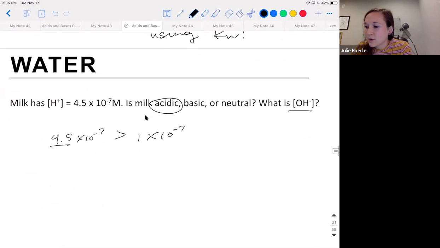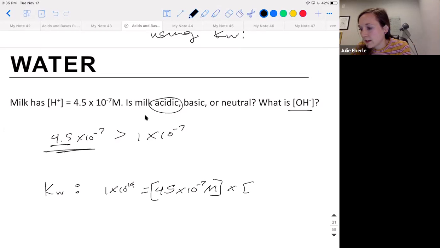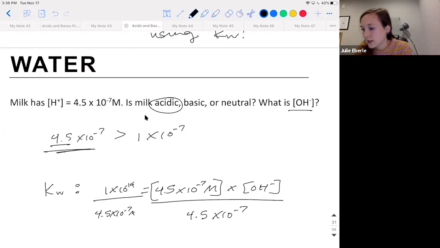So now what's the concentration of OH minus? How do we find that? We'll just use Kw. We know Kw is 1 times 10 to the minus 14, and we're going to plug in the concentration of H plus, 4.5 times 10 to the minus 7 molar, times OH minus. Now we solve: divide both sides by 4.5 times 10 to the minus 7. That cancels here.